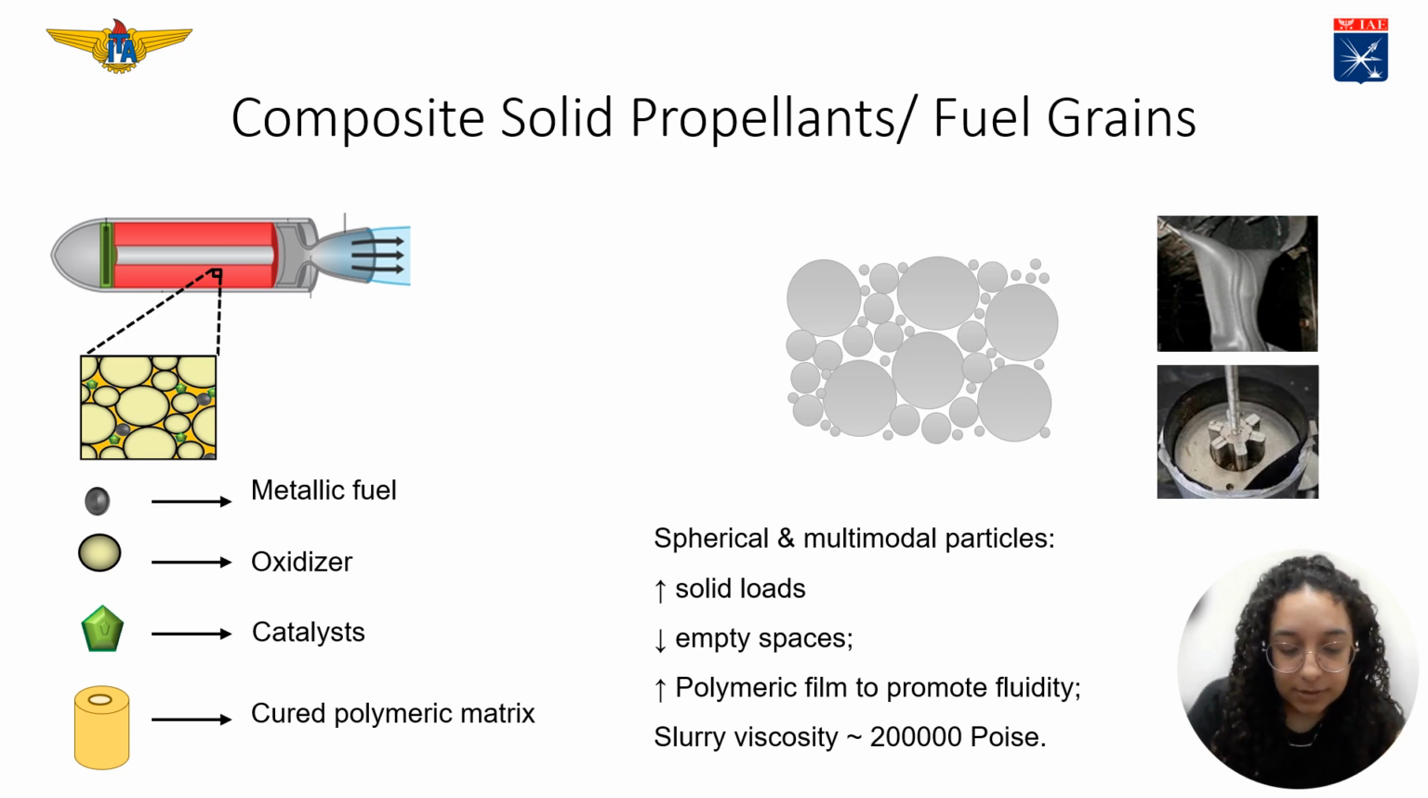And to achieve this load, spherical particles are used and the diameters are chosen in a way that you can achieve the highest packing possible for the slurry, which is the mixture of all components before the curing. With that, we have high solid loadings, low empty spaces, and that is only possible when you have enough film of the polymeric matrix to promote fluidity. So I'm going to show 4 techniques, being 2 recrystallization techniques and 2 encapsulation.